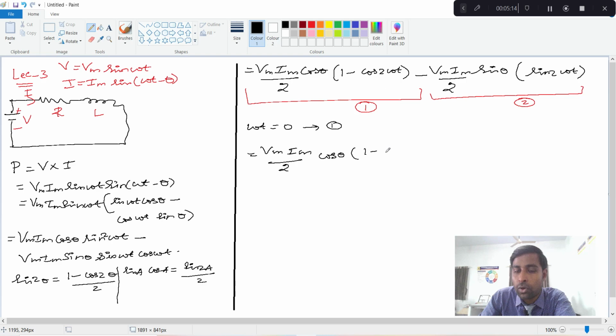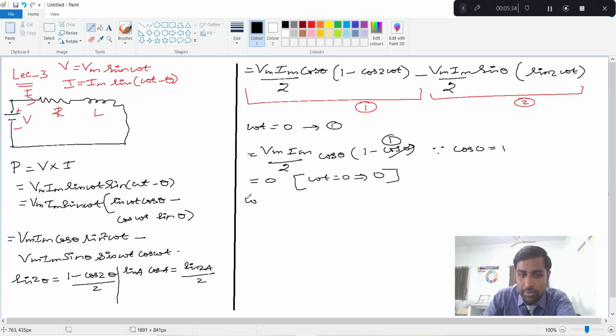So cos 0 value, this is nothing but cos 0. We know that cos 0 value will be 1, so this value will be 1. So 1 minus 1 will give you 0. So this whole term becomes 0, which means at omega t is equal to 0, this term becomes 0.